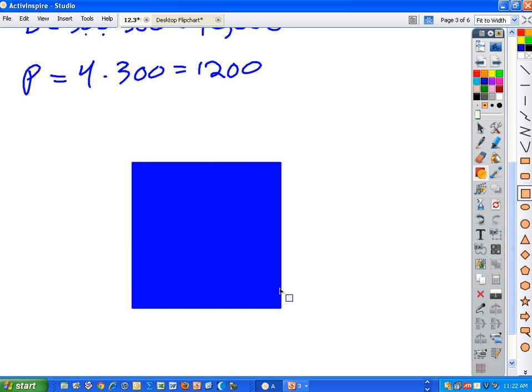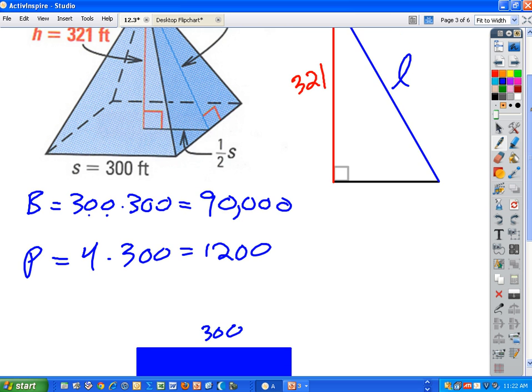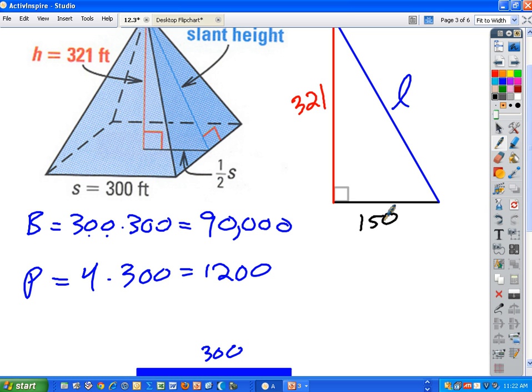Right? There's the square base, right? Now, isn't that black segment just going from here to there? How long is that? If we know that the length of one of the base edges is 300, what's that distance? 150. Isn't that just half of the distance across that square? Right? Okay, so we could write that in. 150, right? Okay, now what?